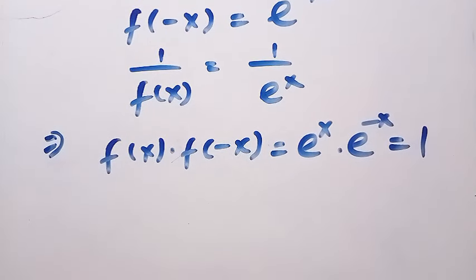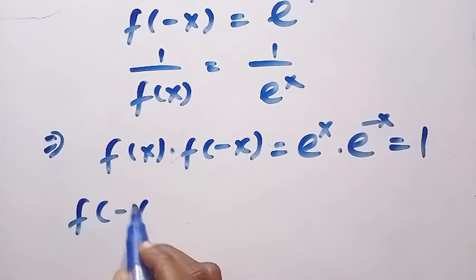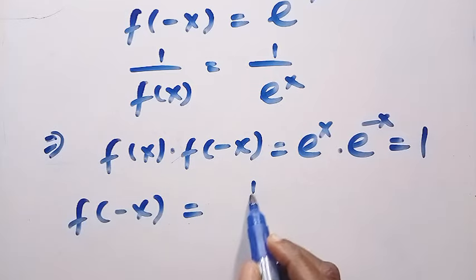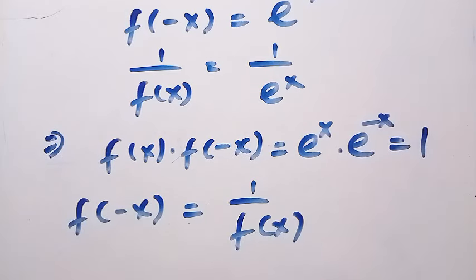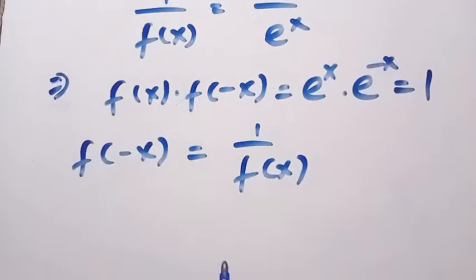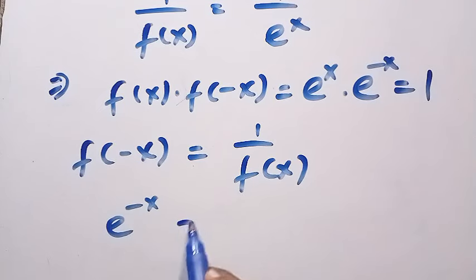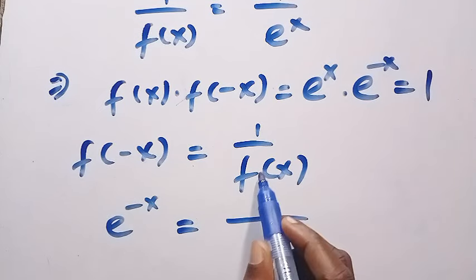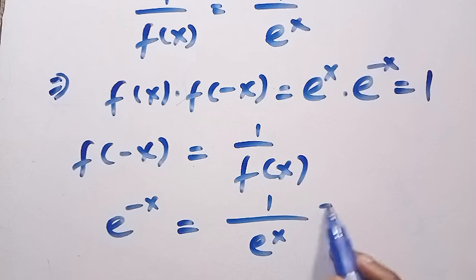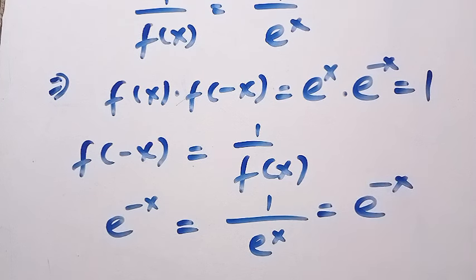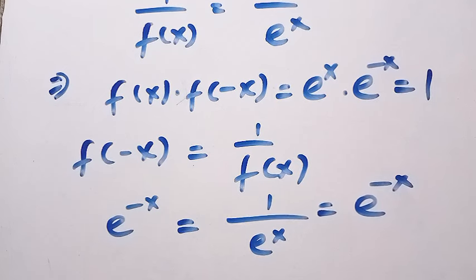And similarly, for every f of minus x, this will be equal to 1 over f of x. And f of minus x is given as e raised to power minus x, and 1 over f of x is 1 over e raised to power x, which equals e raised to power minus x. So this holds, and it is true for every value that we plug in for x.